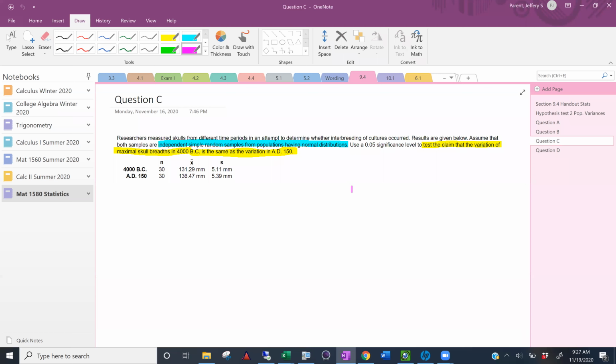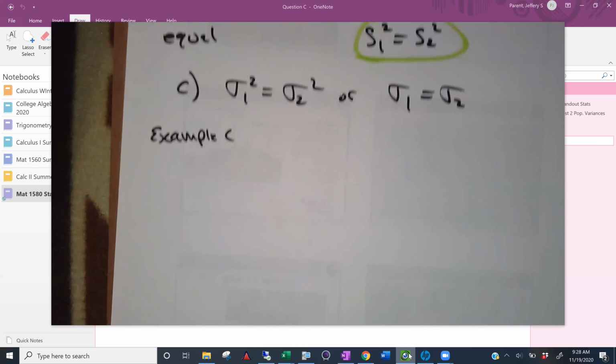Now, a lot of times what I like to do when I do these types of problems is not just use sigma 1 and sigma 2. I like to use notation that reflects the problem that I'm working with. Now, in yellow here, I've got the claim that we're testing: test the claim that the variation of maximal skull breadths in 4000 BC is the same as the variation in 150 AD. So let's write that down.